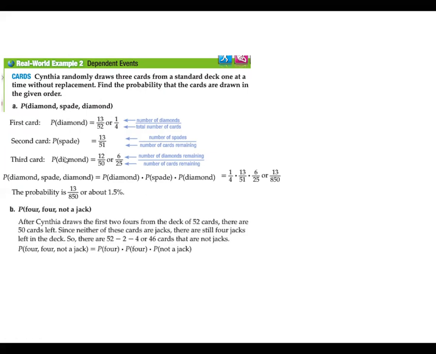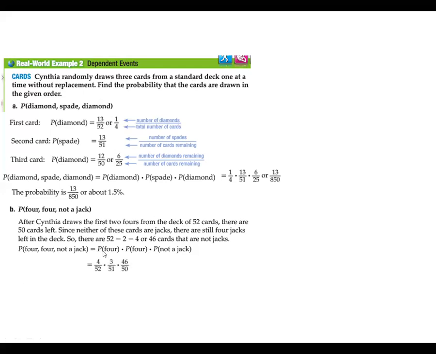Now, what's the probability of picking a 4, and then not a jack? So after Cynthia draws the first two 4s from the deck of 52 cards, there are 50 cards left. Since neither of those cards are jacks, there are still 4 jacks left in the deck. So there are 52 minus 2 minus 4, or 46 cards that are not jacks.